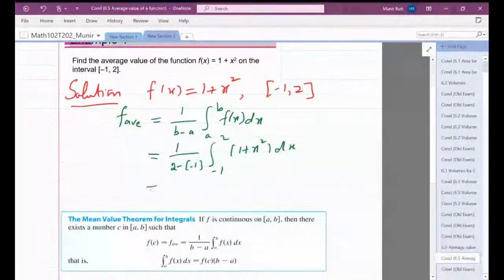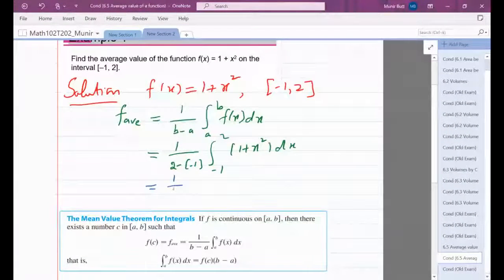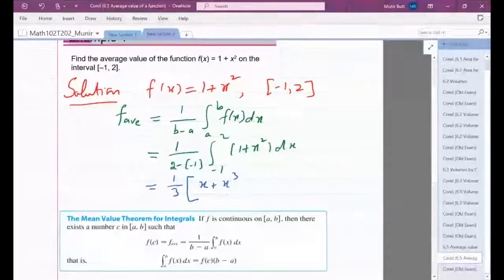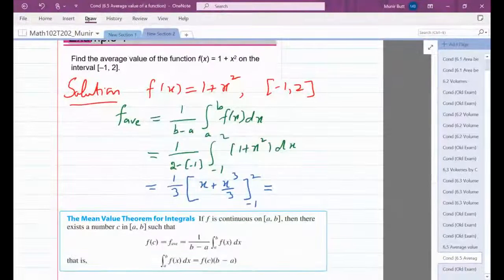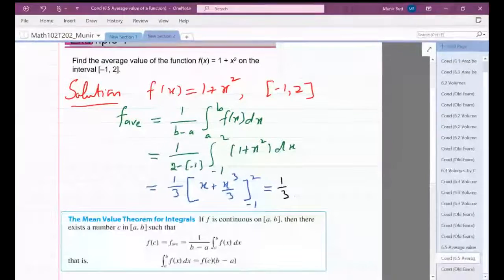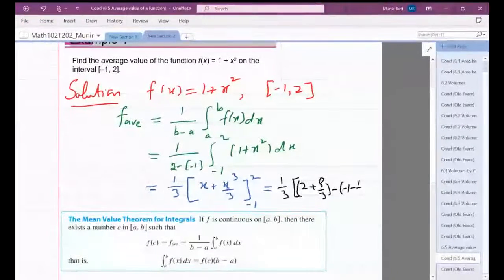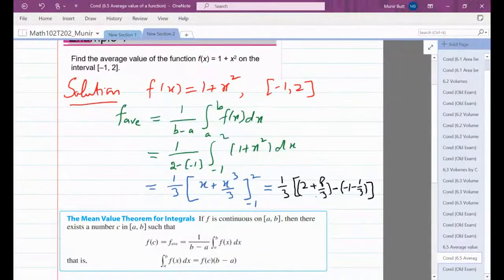Okay, so now the final calculations, which will be 1 over 2 plus 1, that is 3. Now we have to integrate. The integral is x plus x cubed over 3 from minus 1 to 2, and now you plug in the limits. So 1 over 3, times 2 plus 2 cubed over 3, which is 8 over 3. This was the first step, minus the value at minus 1.